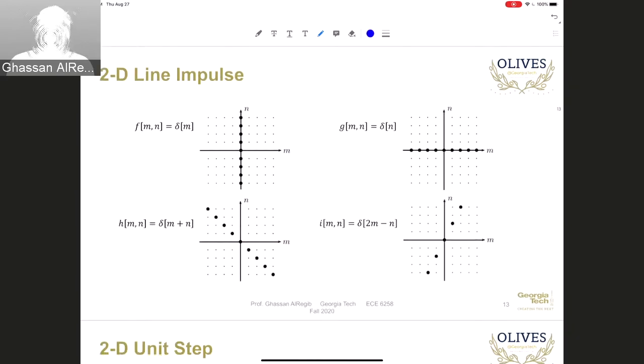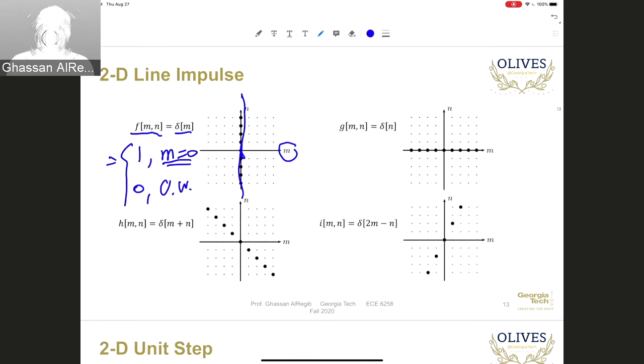So in here, f of m and n equal to delta of m means it's equal to one when m is equal to zero, and it will be zero otherwise. So in this two-dimensional space, we have m. This is the origin when m is equal to zero, and it doesn't really matter what the value of n is. It's equal to one when m equals zero, for all values of n. So it's a vertical line, as you can see from this drawing here. And that's delta of m.